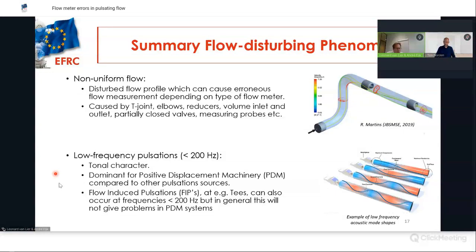We talked a lot about the low frequency pulsations. These are typically the disturbing effects which are caused by positive displacement machinery like piston compressors. Even in the absence of piston compressors, there can be low frequency pulsation sources, for example, flow-induced pulsation effects. In combination with a piston compressor, you will hardly see this, but in systems without compressors, still there can be other mechanisms which cause low frequency pulsations, and they will have exactly the same effect on flow meters as the pulsation of a piston compressor.